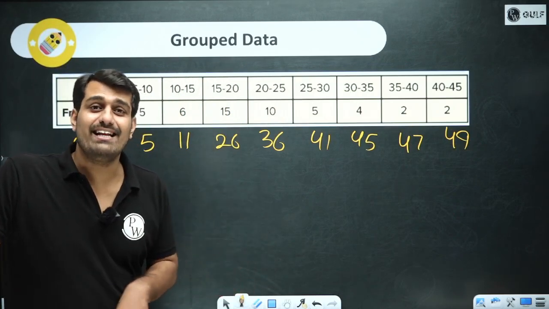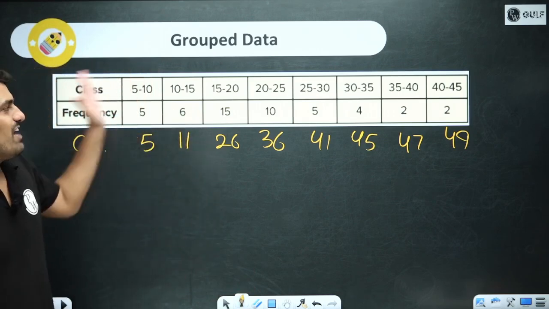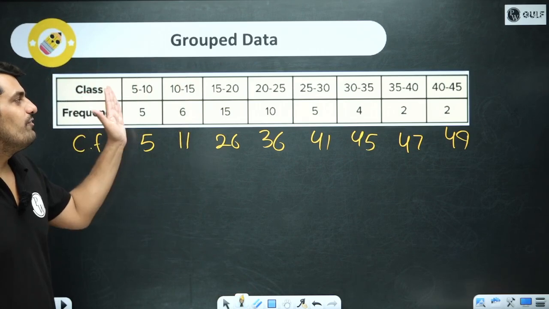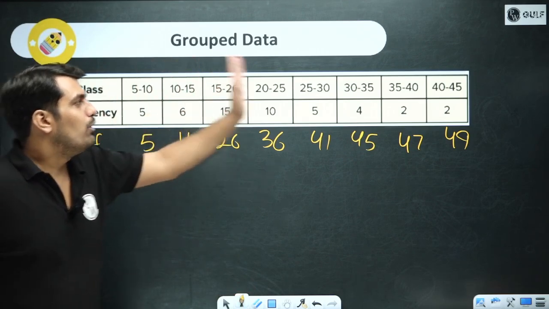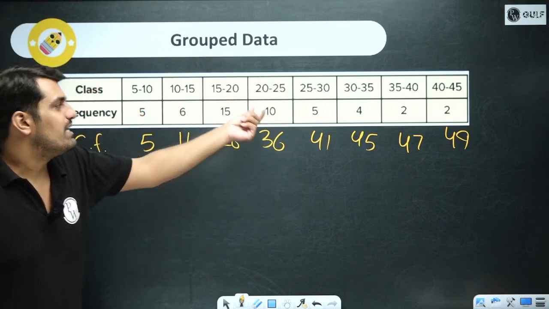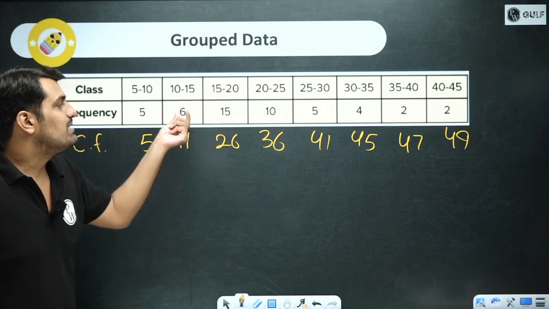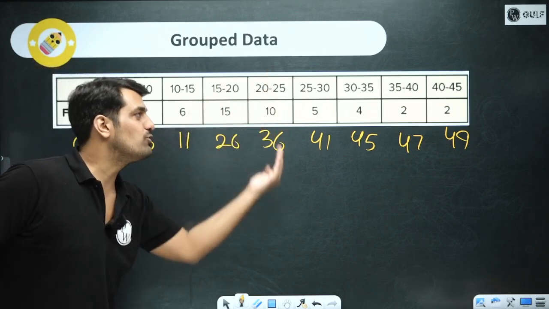It was a very quick succession. I could not understand anything. To understand, up till 10, 5 people. Below 15, both of them, so add both. Below 20, all 3 of them, so add all 3. Below 25, all of them, add all of them. So 15 plus 5 is 20, 20 plus 10 is 30, and 30 plus 6 is 36. So the cumulative frequency, the total frequency up till this group, is 36.